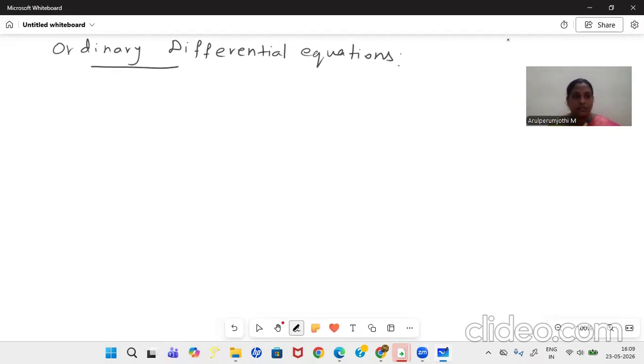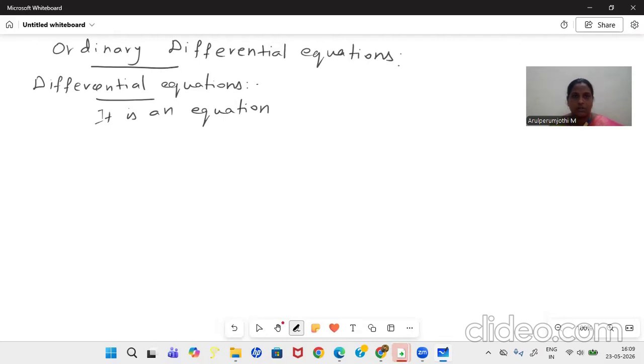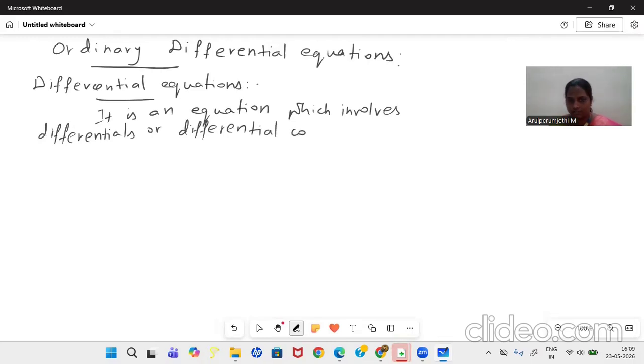First, let me explain what is a differential equation. So what is a differential equation? It is an equation which involves differentials or differential coefficients.